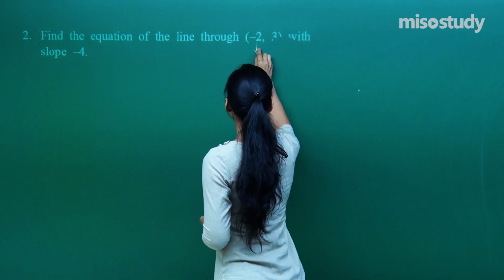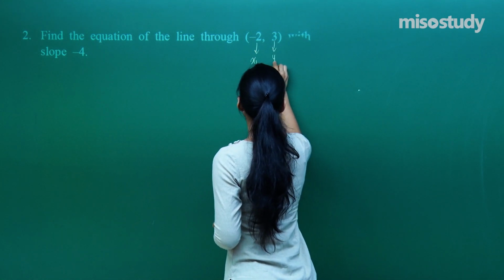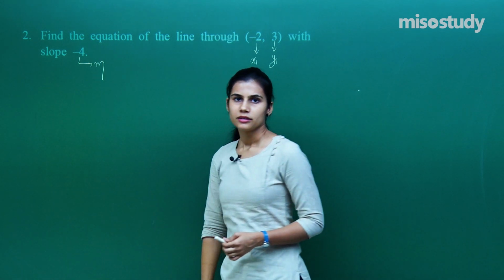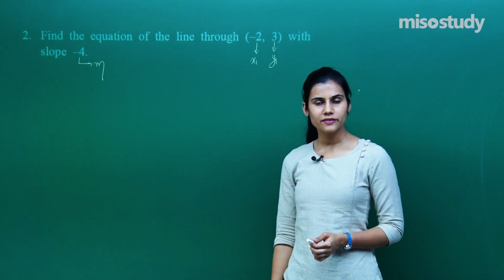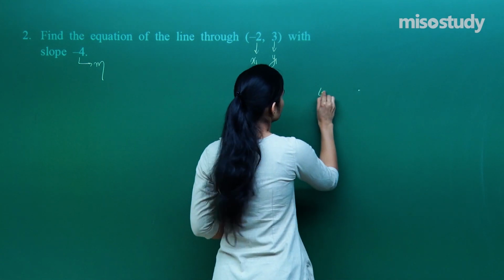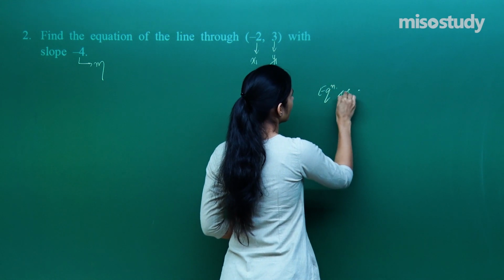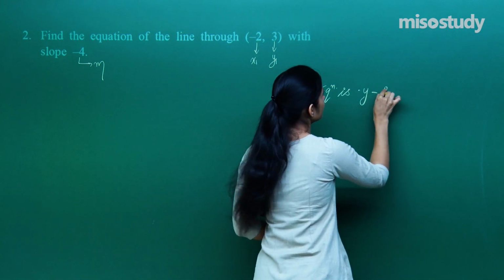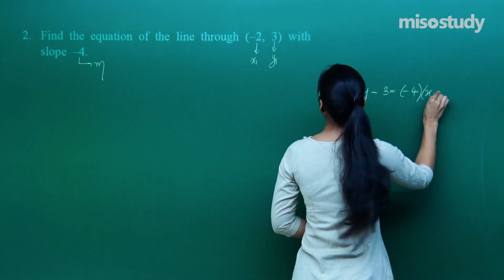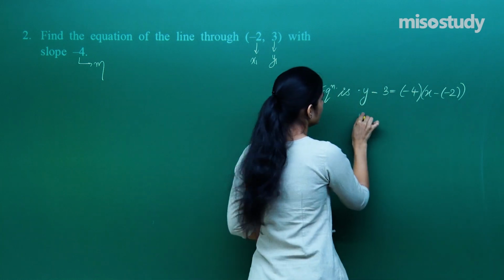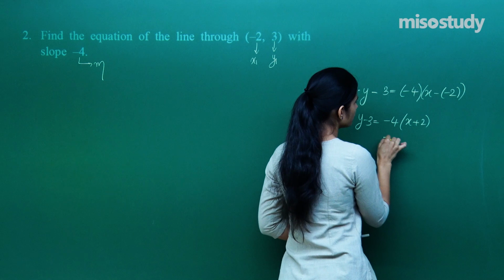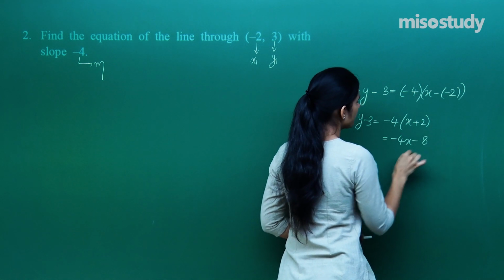This is clear, direct. Say this is x1, say this is y1, and take the slope as m. The equation of the line passing through the point (x1, y1) having slope m is given by y minus y1 equals m into x minus x1. So the equation is y minus y1 equals m, m is -4, into x minus x1. So it is y minus 3 equals -4 times x plus 2, which is -4x minus 8.